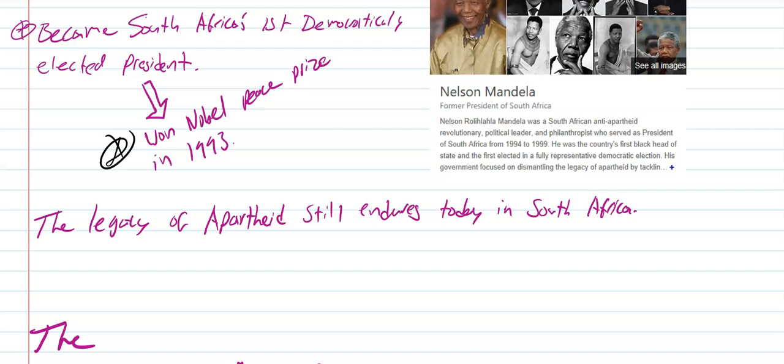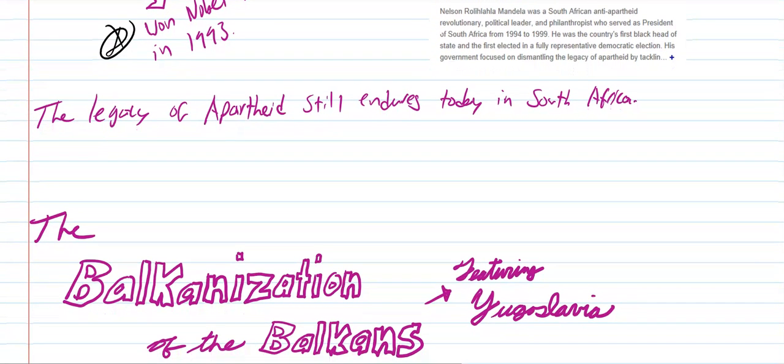There's a lot of good documentaries, a lot of good YouTube videos on this subject as well if you want more depth than what we're able to go into right now. And the legacy of apartheid, just like the legacy of Jim Crow in the United States, still endures today in South Africa. We are still trying to recover from the racial disparities that we brought on ourselves in our own history, and South Africa is certainly no different.